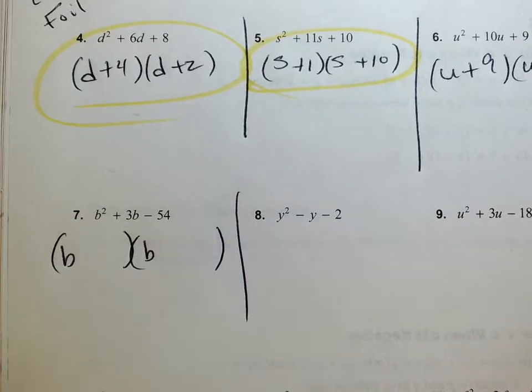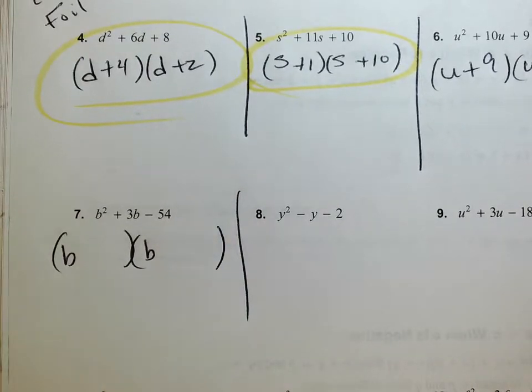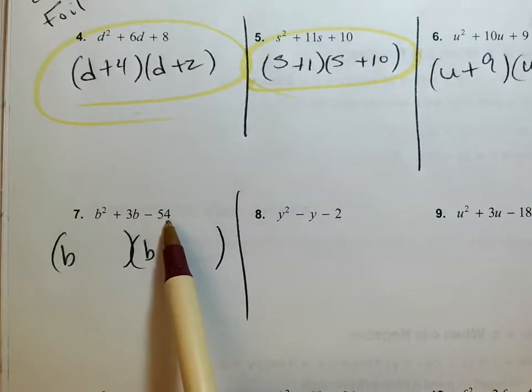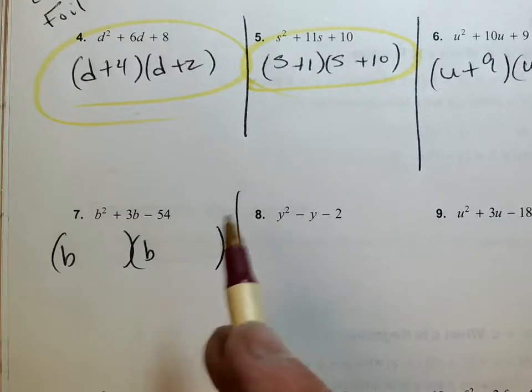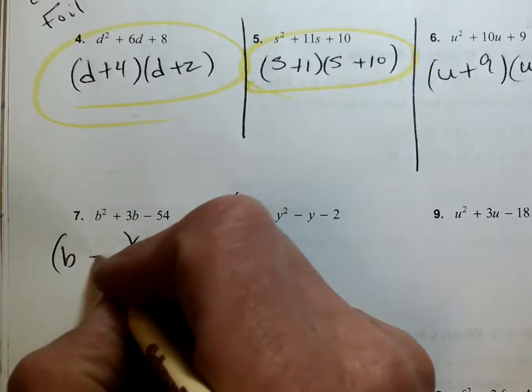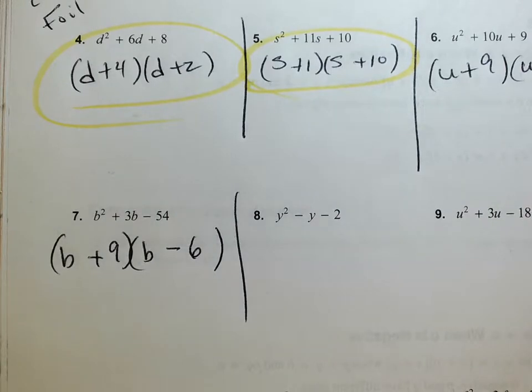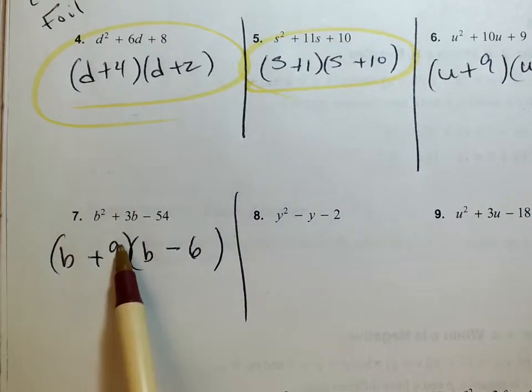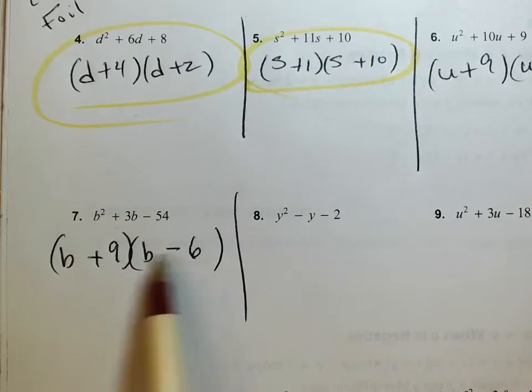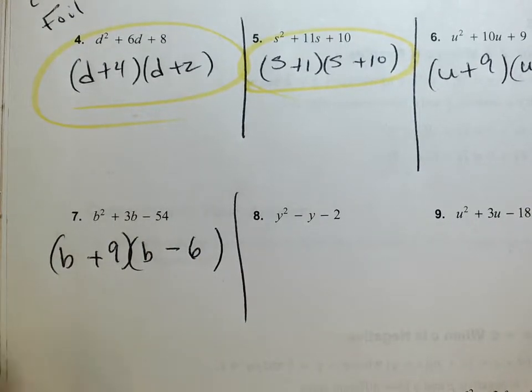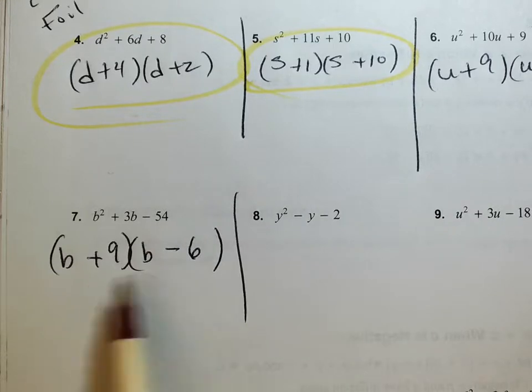What times what makes 54? Anybody know? It's 6 times 9. So what if I had a plus 9 and a minus 6? Will that work? When I multiply them, I get a negative 54, but when I add them, I get a positive 3.